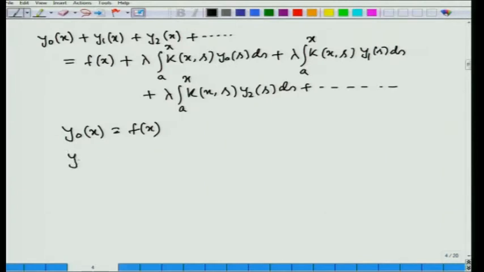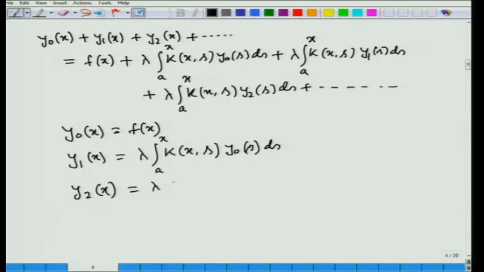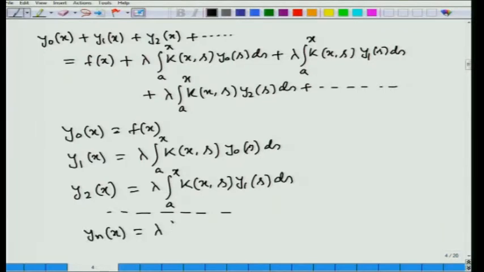Proceeding in this way, we can get these results, that is y1(x) is equal to lambda times integral a to x k(x, s) y0(s) ds. Then the third term on the left hand side, y2(x), is equal to lambda times integral a to x k(x, s) y1(s) ds. Proceeding in this way, the general term yn(x) is equal to lambda times integral a to x k(x, s) y(n minus 1)(s) ds, and here n is greater than or equal to 1, because this recursive formula is valid for n equal to 1 and onwards.